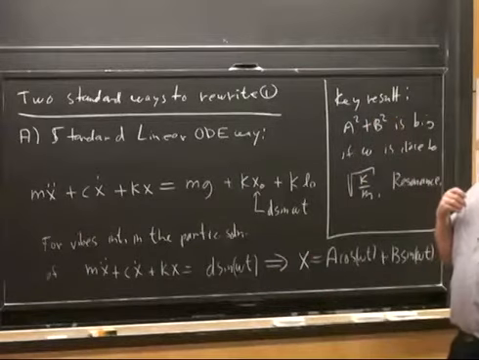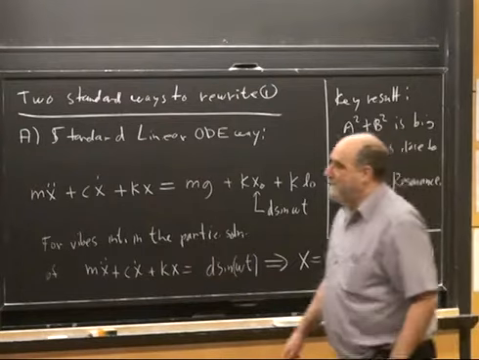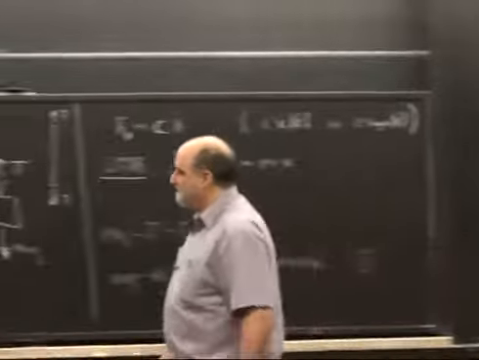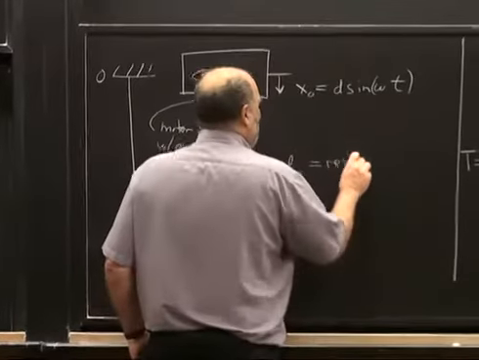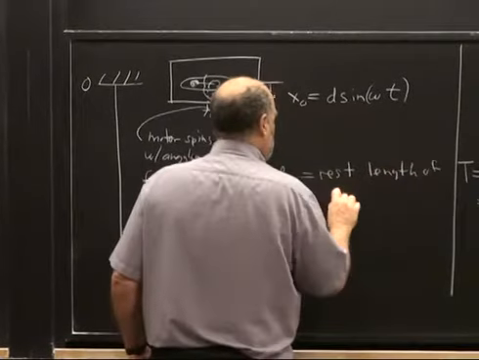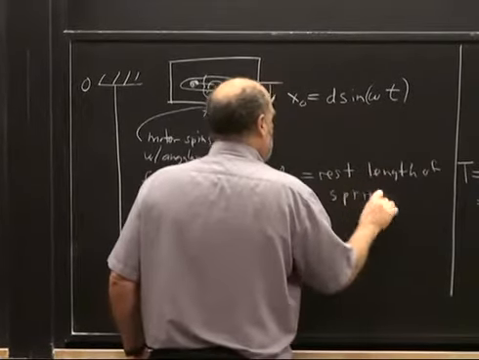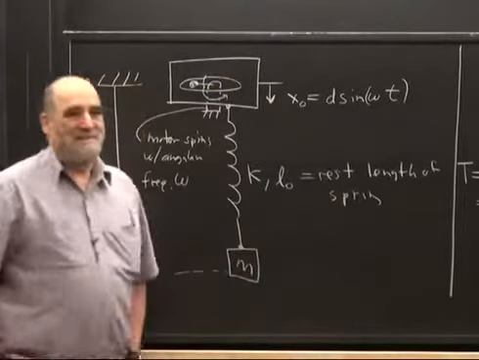Yeah. Yes? Say again? L naught is what we call the rest length of the spring. And it's the distance from here to here when there is no tension in the spring.